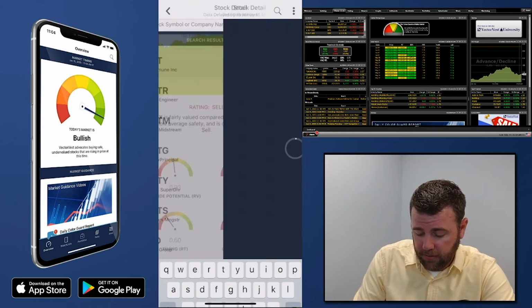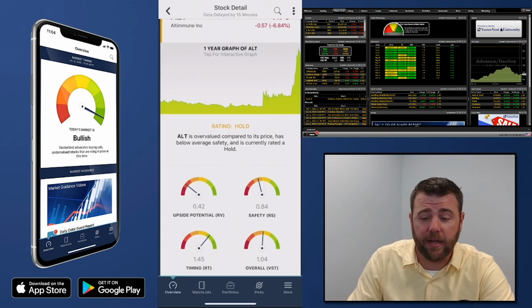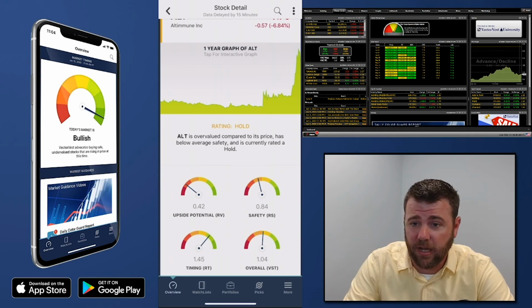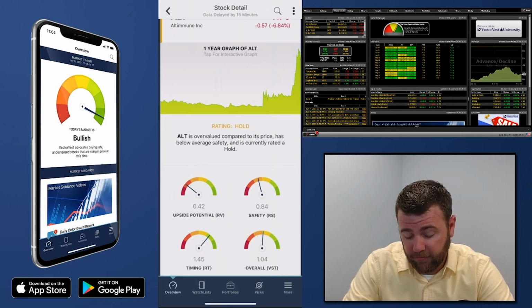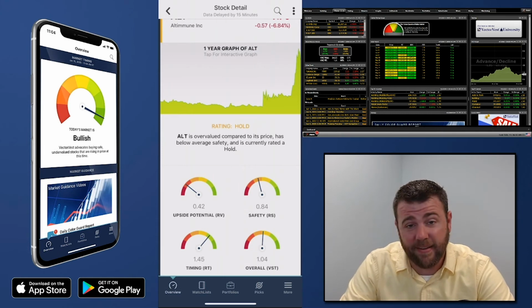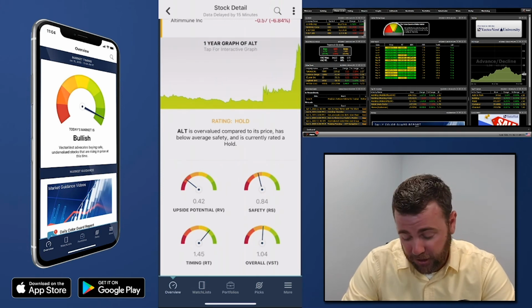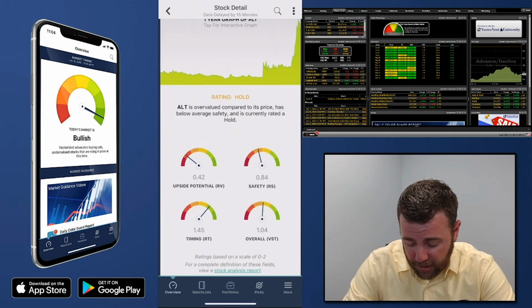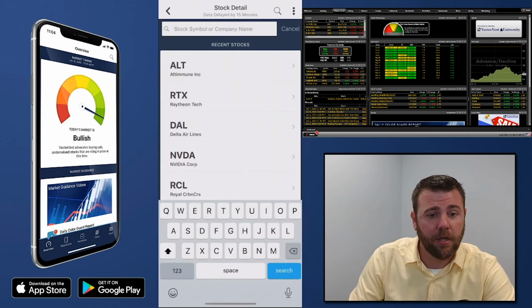ALT. ALT is a speculative trade. Obviously, we all know about this stock. It's a coronavirus stock. There's speculation galore throughout a lot of the biotech. So this hits it right on the head here. Poor long-term potential, a lot of risk associated with it, but you have some pretty strong momentum right now. So overall, the stock's favorable, but not by much.